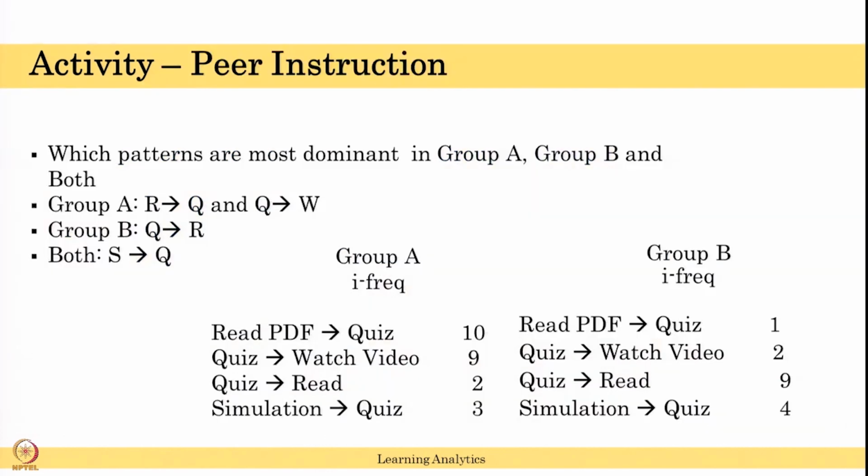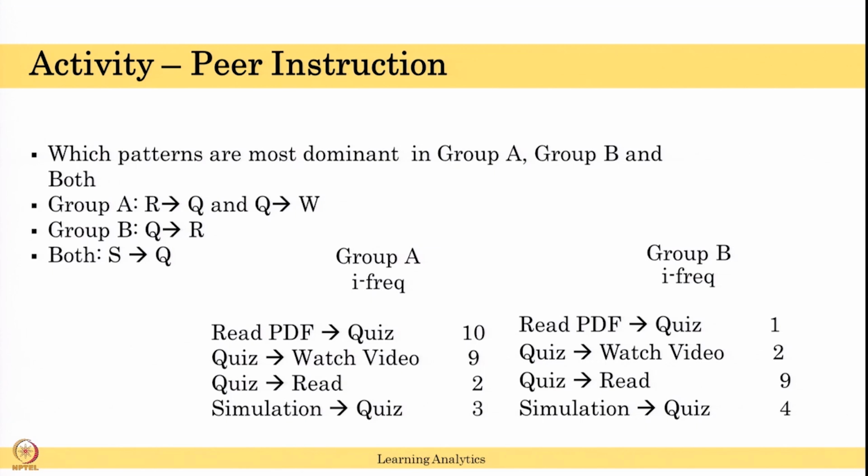So, it is simple. Group A had the patterns read to quiz and quiz to watch video, 10 and 9 compared to this group; you can compute this. Group B had quiz to read occurring more compared to group A, and simulation to quiz occurred kind of equally in both groups. This is the basics of differential sequence mining. It is very simple if you have only 2 groups and only these patterns, which are easy to identify.